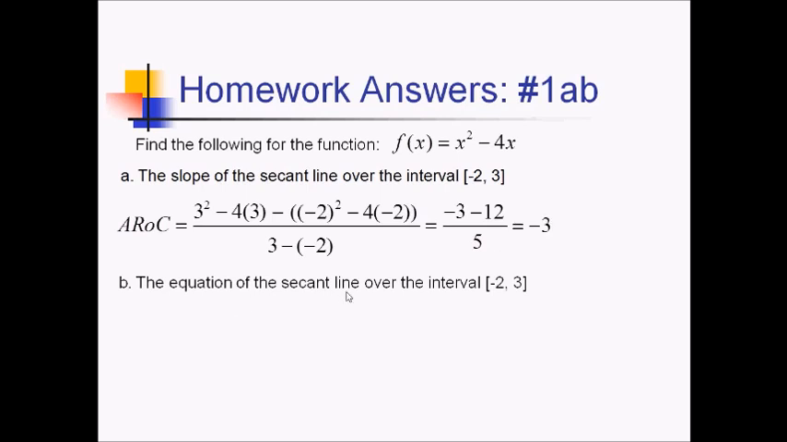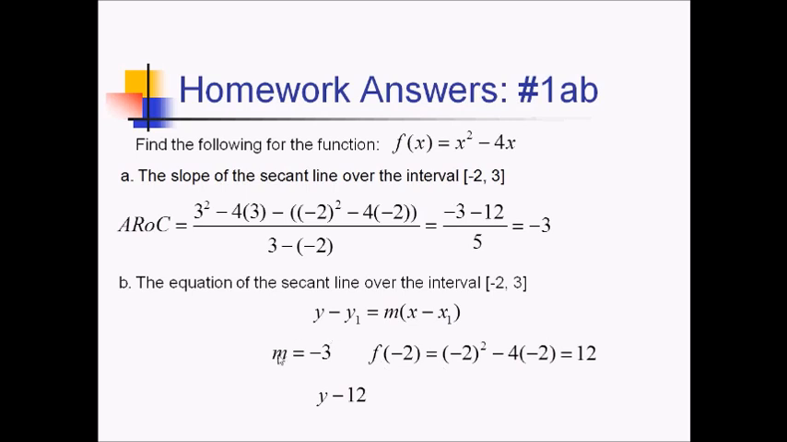Next, for the equation of a secant line, we'll start with our point slope form here. The m value is this negative 3 that we just found. For the x1 and the y1, I'm just going to take one of these x values, say negative 2, and plug it into the function. So f of negative 2 is going to be 4 plus 8, so 12. Plugging all this in now, we've got y minus the y value 12 equals the slope for AROC of negative 3 times x minus the x value we plugged in, so minus negative 2, or x plus 2.